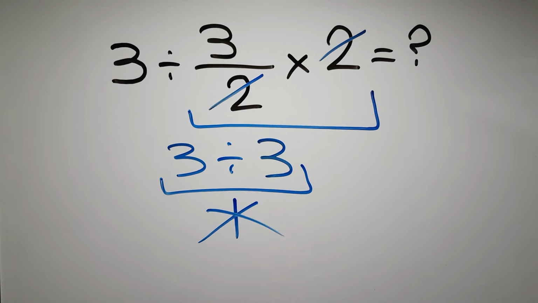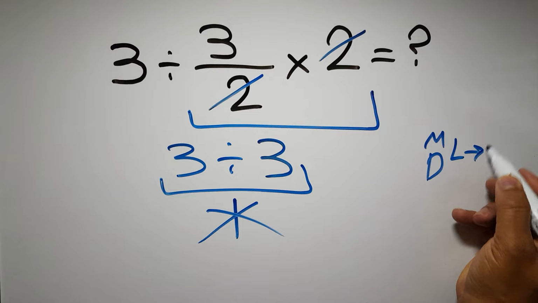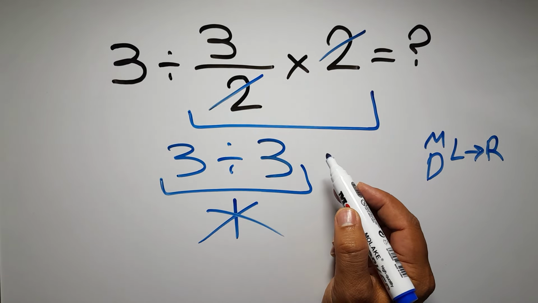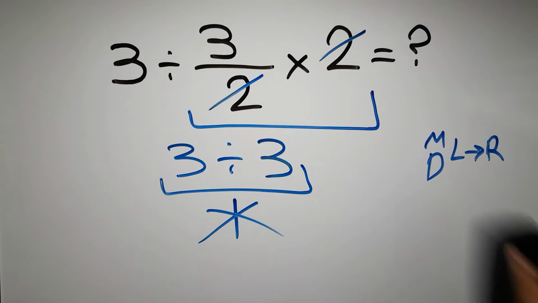But this answer is not correct, because according to the order of operations, multiplication and division have equal priority and we have to work from left to right. So here first we have to do this division, then this multiplication. If we do this multiplication before this division, it is wrong.